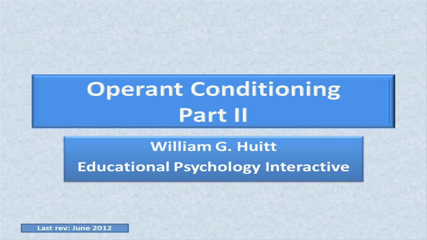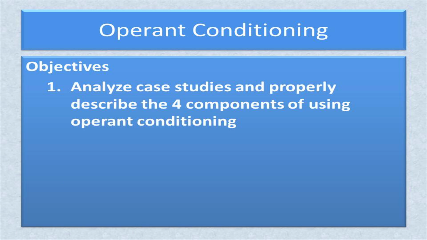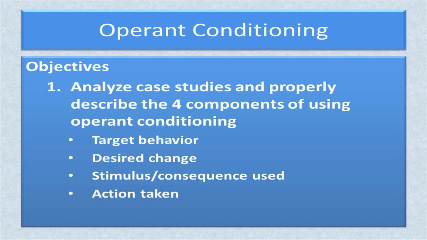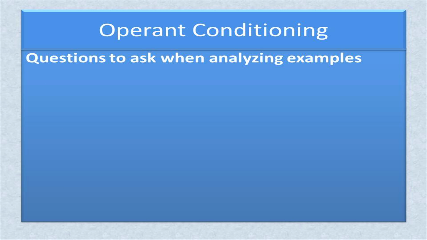The primary objective for this presentation is for you to be able to analyze case studies and properly describe the 4 components used in operant conditioning: identifying the target behavior, making a decision as to the desired change in the target behavior, that is, should the target behavior be increased or decreased, identifying the consequence used, that is, is it a positive or negative stimulus, and identifying what action to take with the stimulus, that is, the stimulus to be added or subtracted.